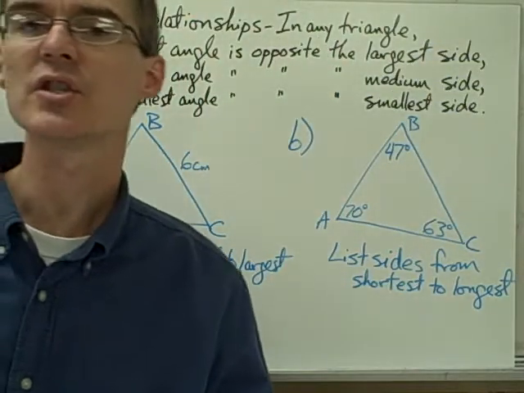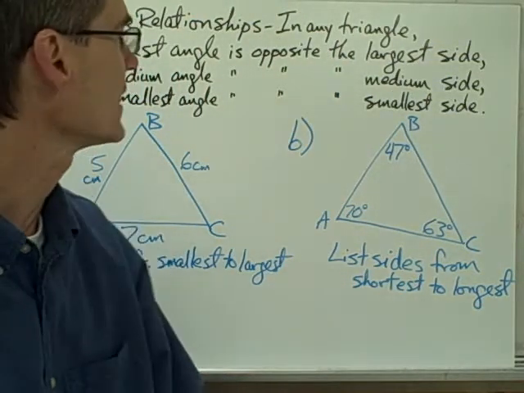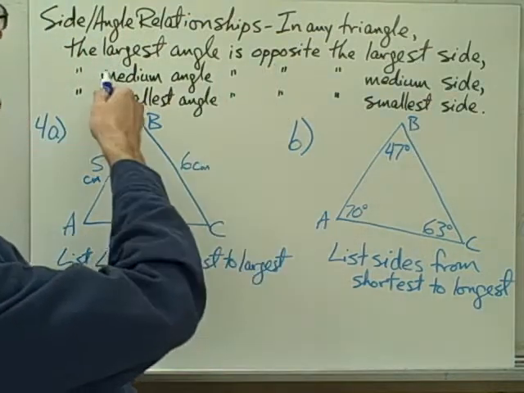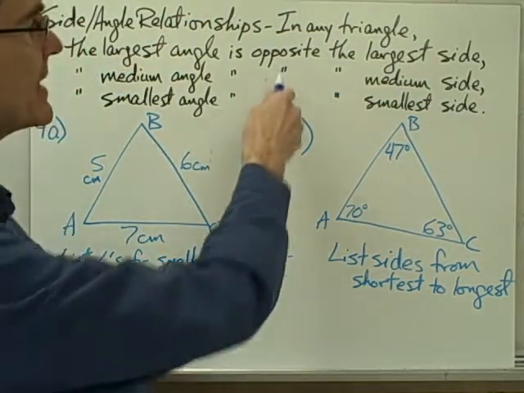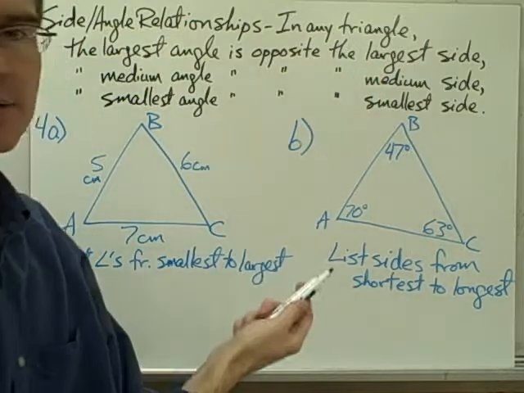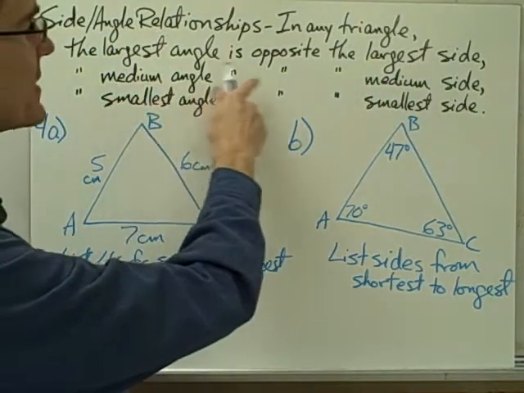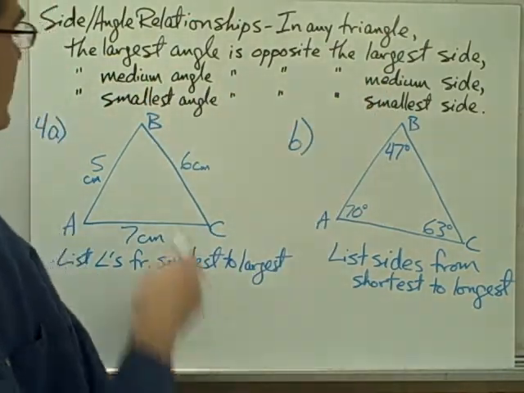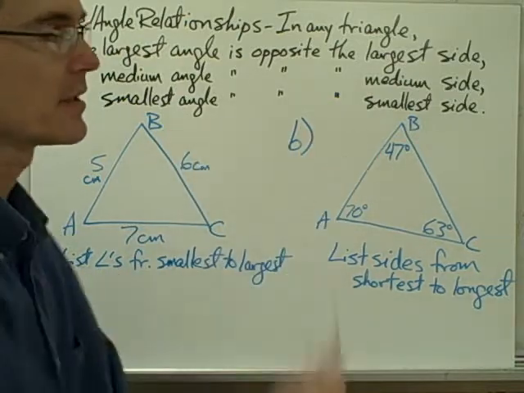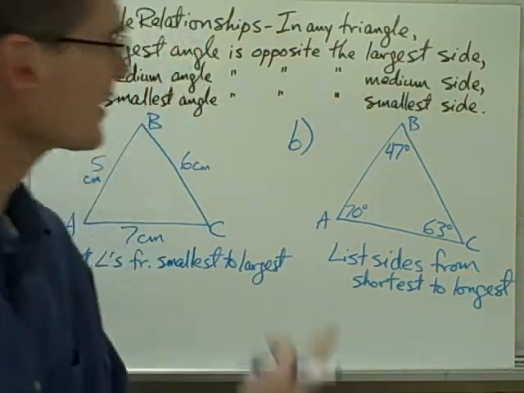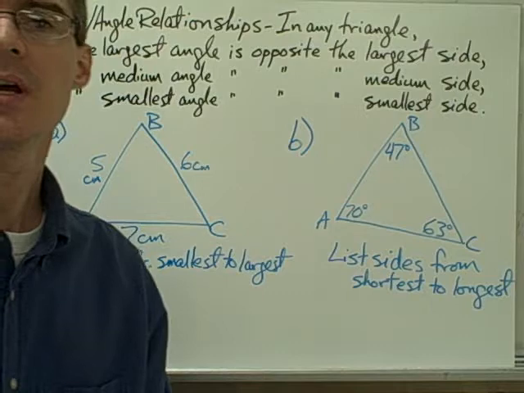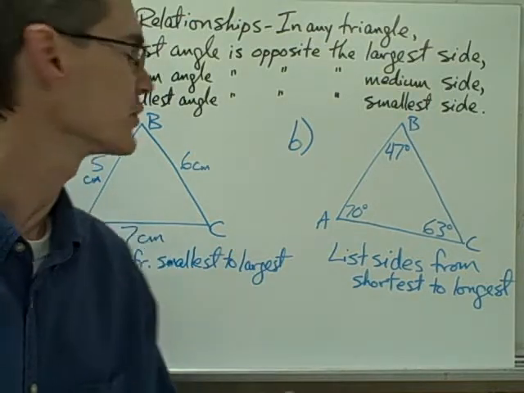Now, another relationship between sides and angles in a triangle says that for any triangle, the largest angle is always opposite the largest side. The medium angle is opposite the medium side. And the smallest angle is opposite the smallest side. So let's take a look at how we can use this relationship between the sides and angles of a triangle.